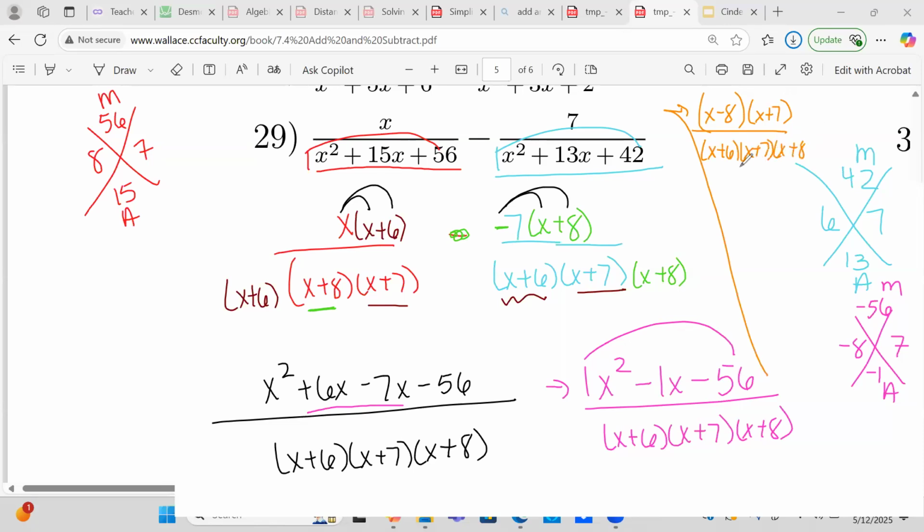And then something cool will happen. I'm in a black pen now. x plus 7 cancels, giving us a final answer of x minus 8 over x plus 6 times x plus 8. The answer right there in the black box. Sorry, I should have written smaller.